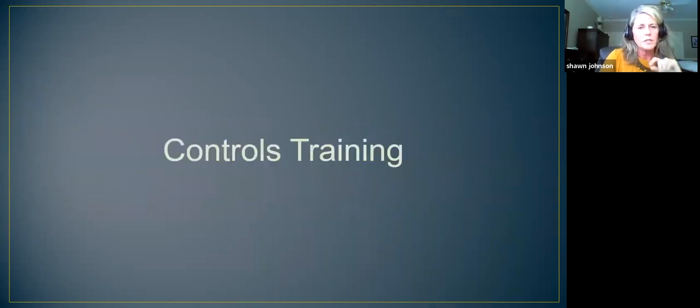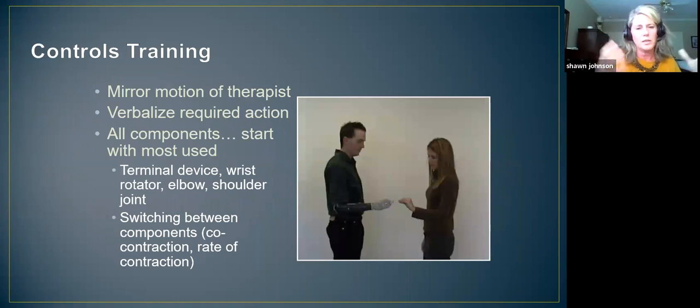So controls training. It's mirror motion of the therapist. It's saying, open your hand fast, close your hand slow, raise it over your head, pick up something, or sorry, reach towards the floor and open your hand. So basically we'll watch that evolve and see, and that might take 1 minute, might take 10 minutes, but we'll watch that evolve and see how exact they are with the requests of the therapist, but start with the component that's used the most, terminal device, and then move to the other components, and then work on how do they switch between a terminal device and a wrist.